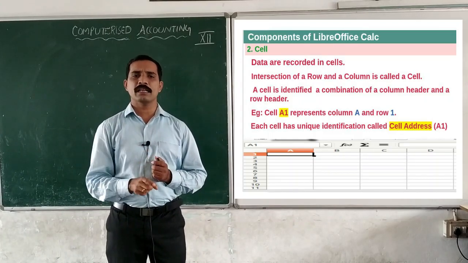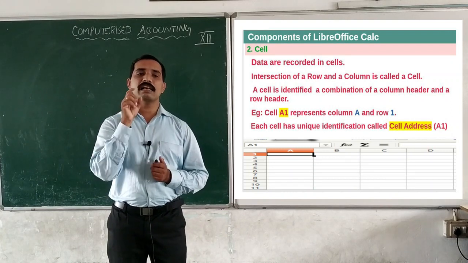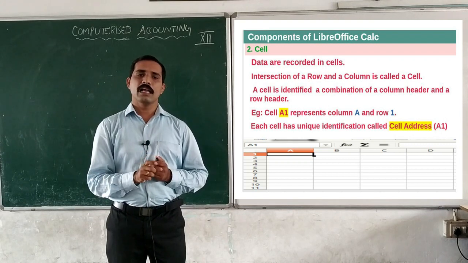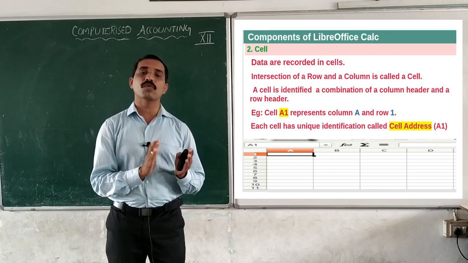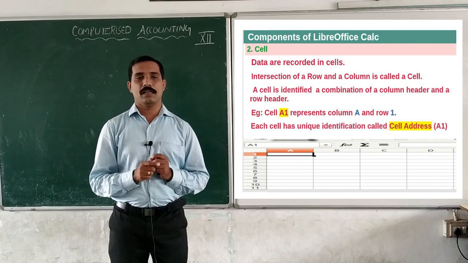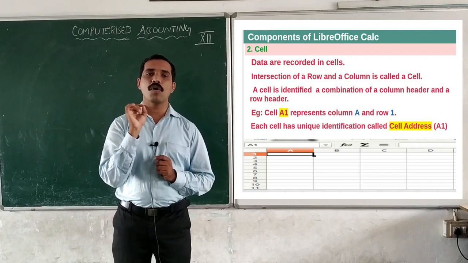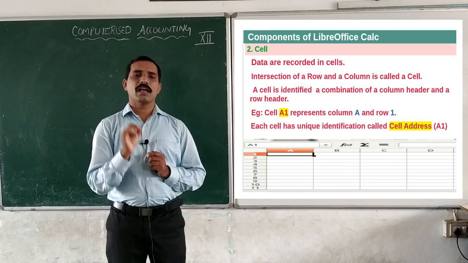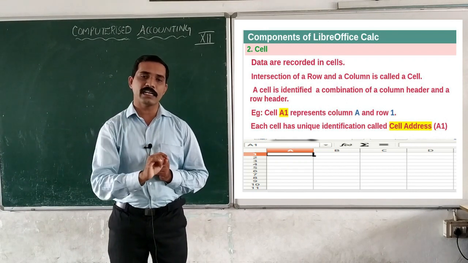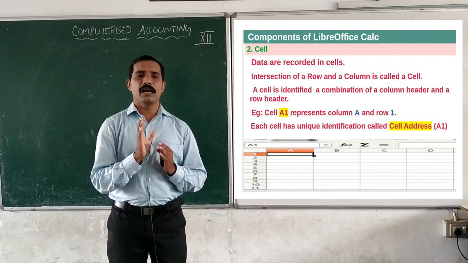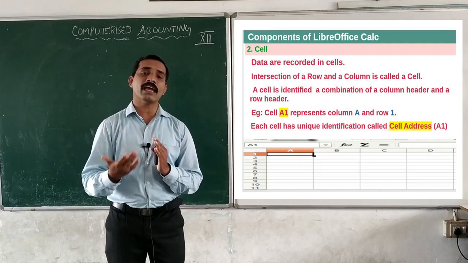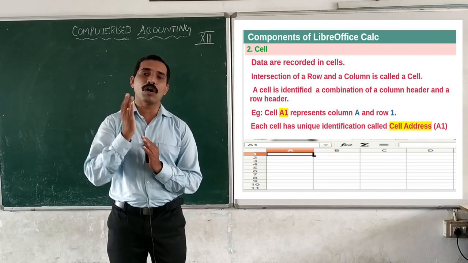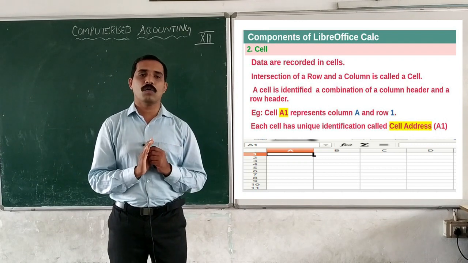Cell. What is the use of a cell? Data are recorded in cells. The intersection of a row and a column is called a cell. A cell is a combination of column header and row header. How can we identify a cell? A cell is identified as the combination of the column header and the row header.